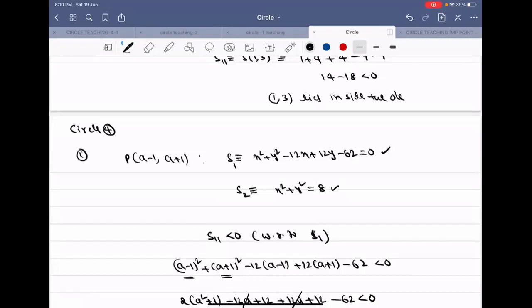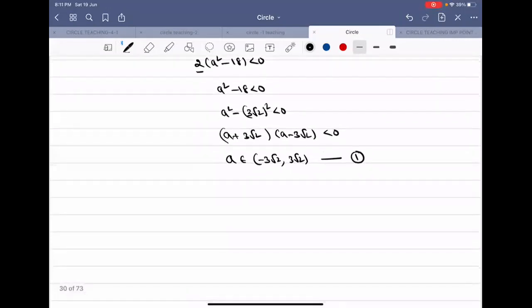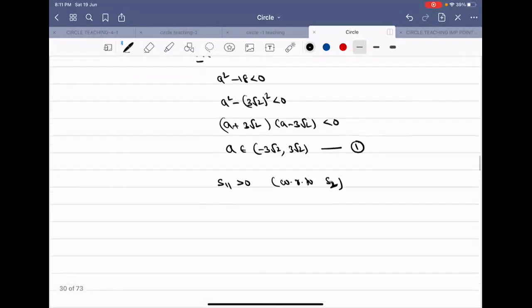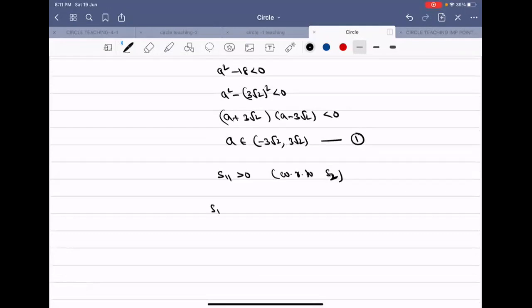But another condition is given. At the same time, the point must lie outside the second circle. So, with respect to the second circle S2, S11 is greater than 0. Therefore, x square plus y square equal to 8, or x square plus y square minus 8 equal to 0. That implies (a minus 1) whole square plus (a plus 1) whole square minus 8 must be greater than 0.